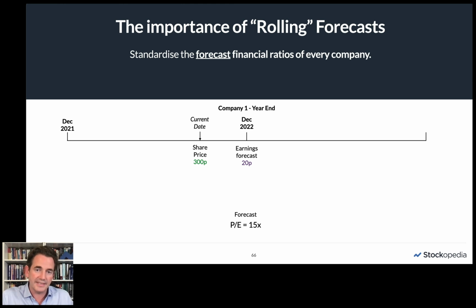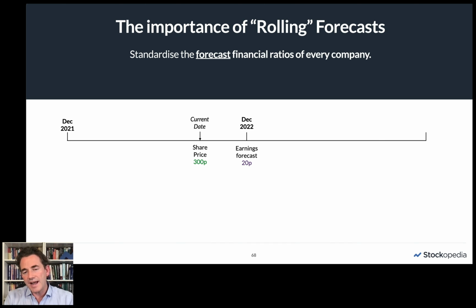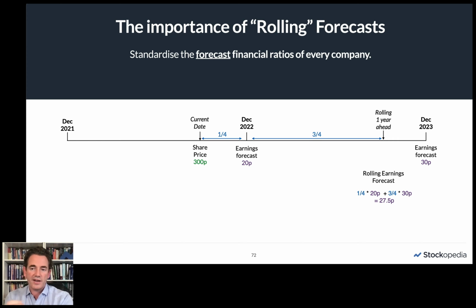Well, if you took another company, let's say company 2, that reports in just under a year and has the same forecast earnings, you'd also think that was on a forecast P/E of 15 times. But they're not actually valued the same. If you projected the earnings of the first company forwards to a rolling 1-year point, which was equivalent to that other company too, and you weighted a quarter of this year's forecast earnings and three quarters of next year's, you would find that the actual rolling earnings forecast was about 27.5p, which might put it on a P/E of under 11. So you're not comparing like for like.